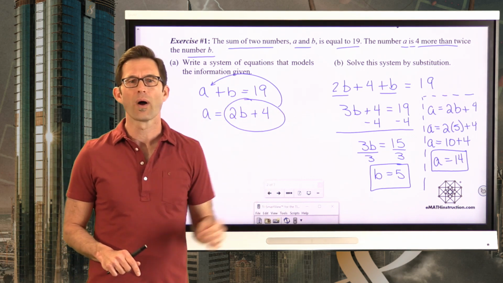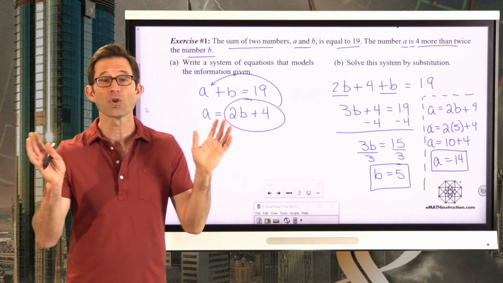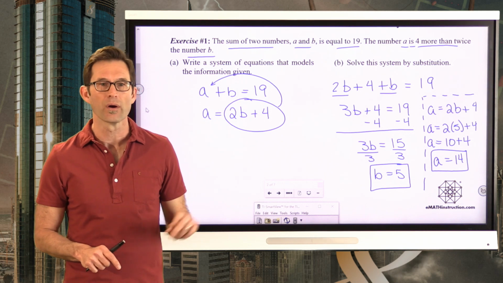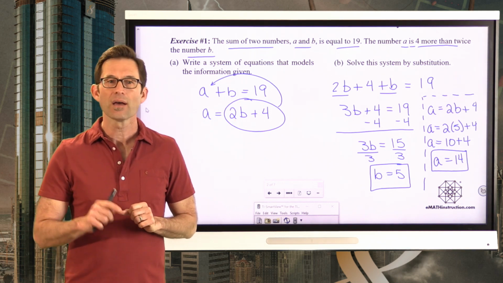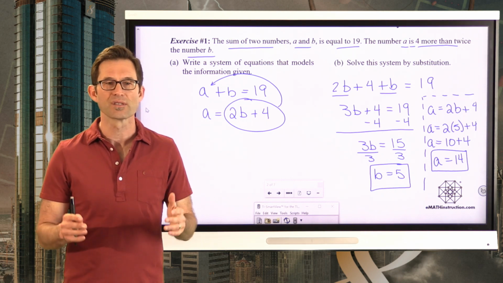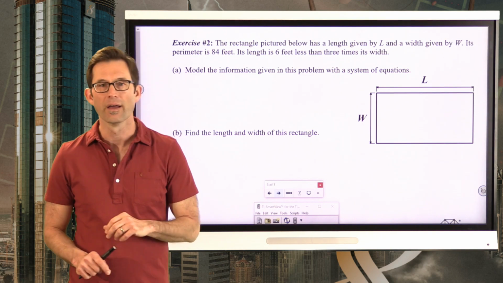Now in this particular problem, there's no real physical real-world context. It's just about these two magical numbers that sum to 19, where one number is 4 more than twice the other number. Let's now take a look at a classical system situation out of geometry. All right, here we go.